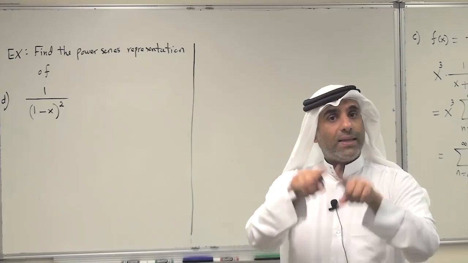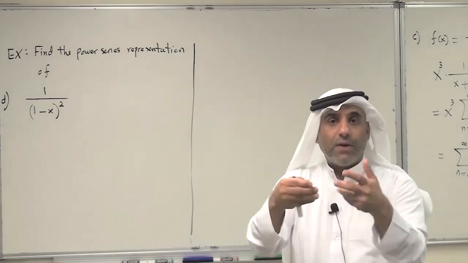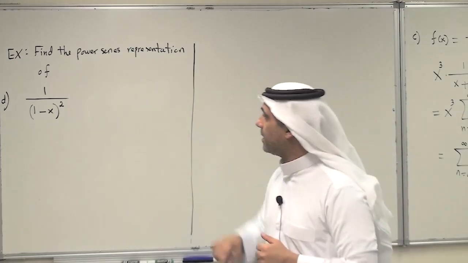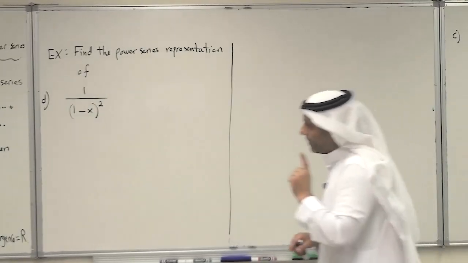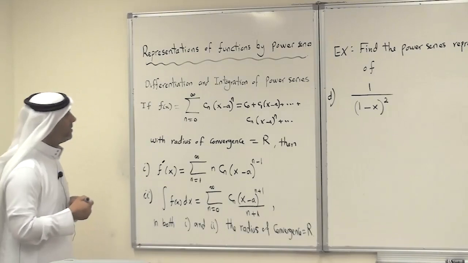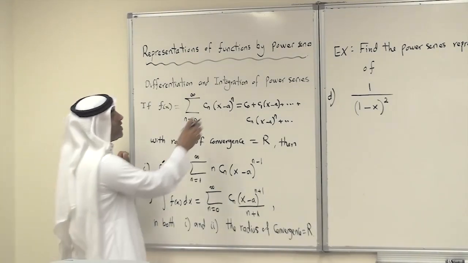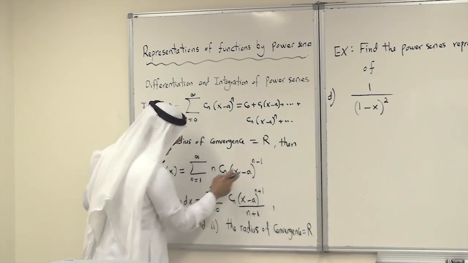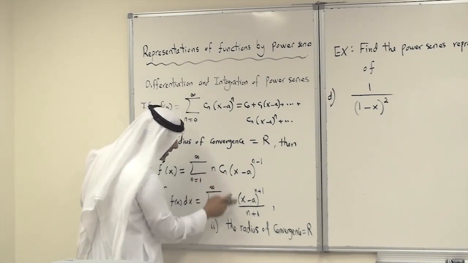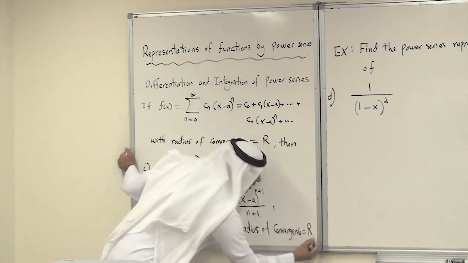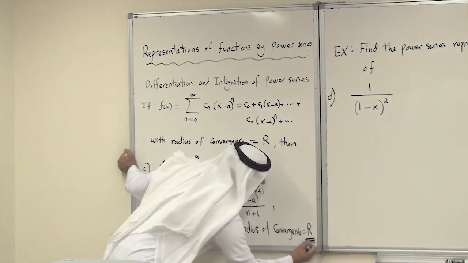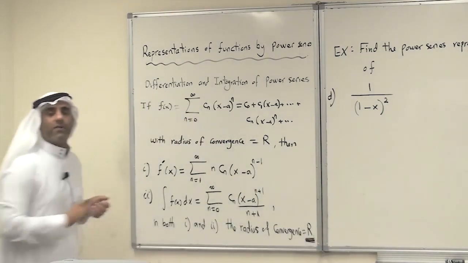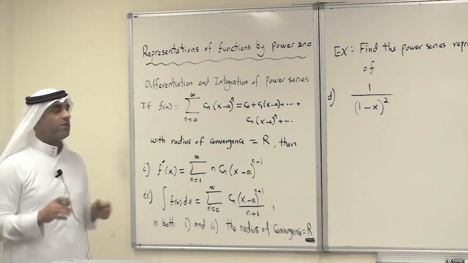We can represent different functions by using integration and differentiation. But here is a very interesting point we also need to address. That is, if the original series has a radius of convergence equal to r, then after differentiation or integration, the new series obtained will also have the same radius of convergence. It will not change the radius of convergence.